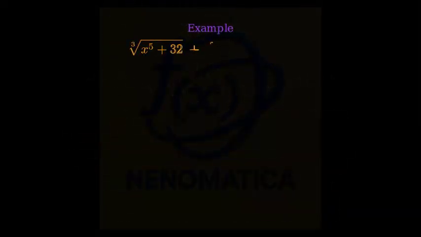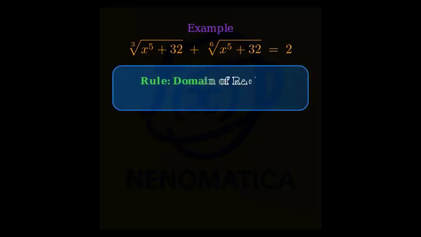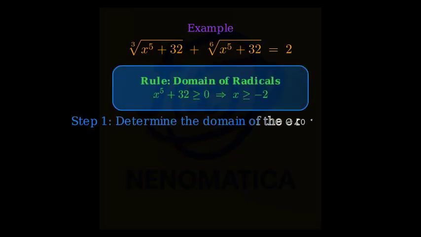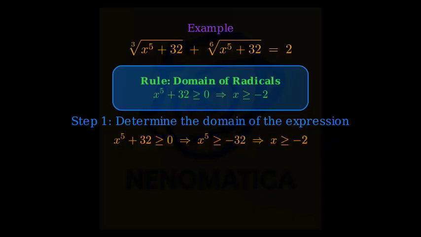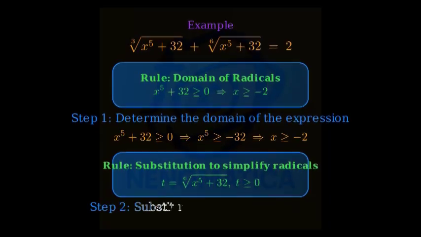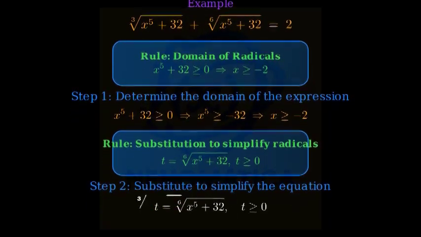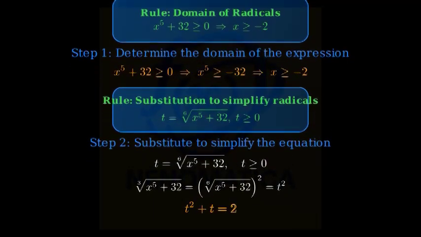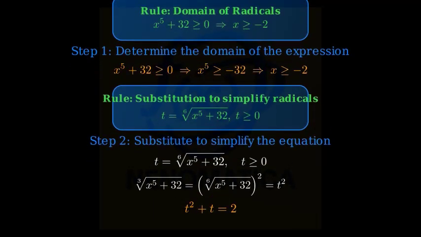Example: we will solve the radical equation exactly as shown in the source steps. First, display the problem clearly in bold orange. Step 1. Determine the domain of the expression under the even root. We require x to satisfy x to the fifth plus 32 greater than or equal to 0. That gives x greater than or equal to negative 2. Step 2. Use substitution to simplify the radicals. Let t equal the sixth root of x to the fifth plus 32. Then t is greater than or equal to 0. Notice the cube root becomes t squared, so the equation becomes t squared plus t equals 2.